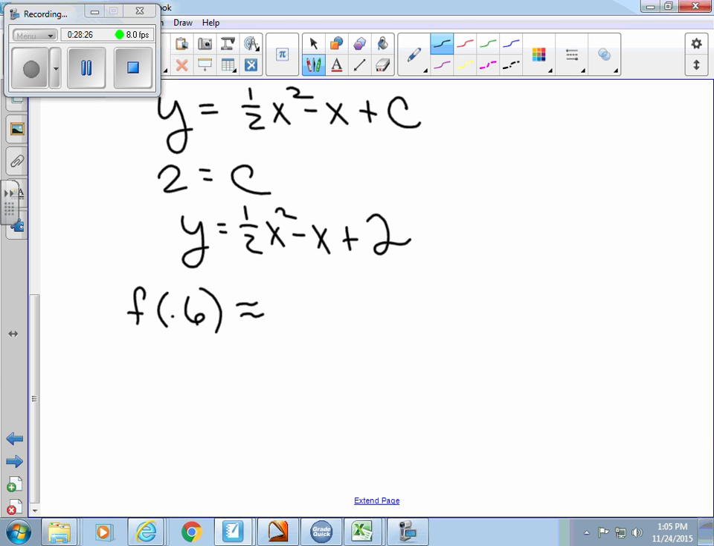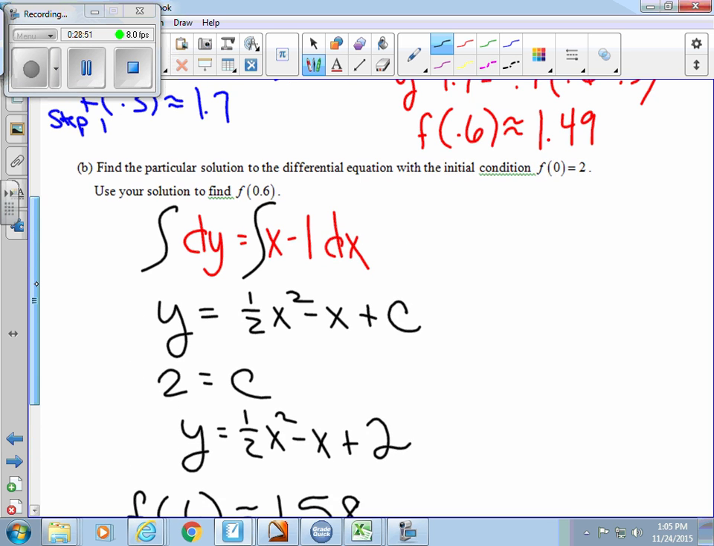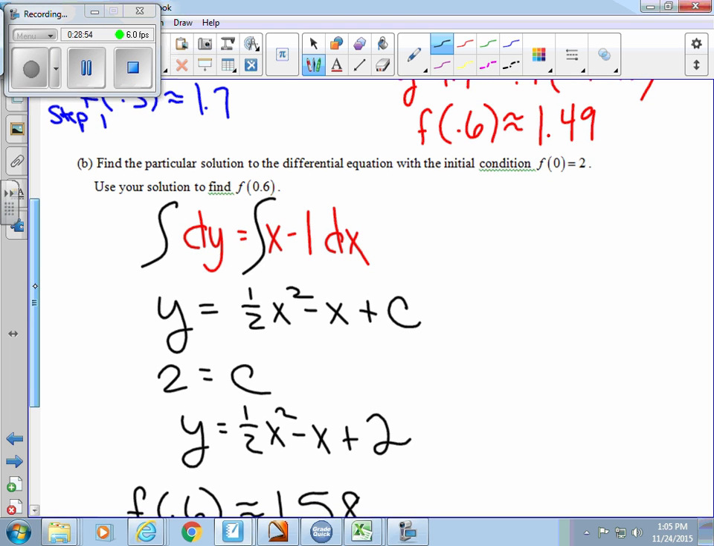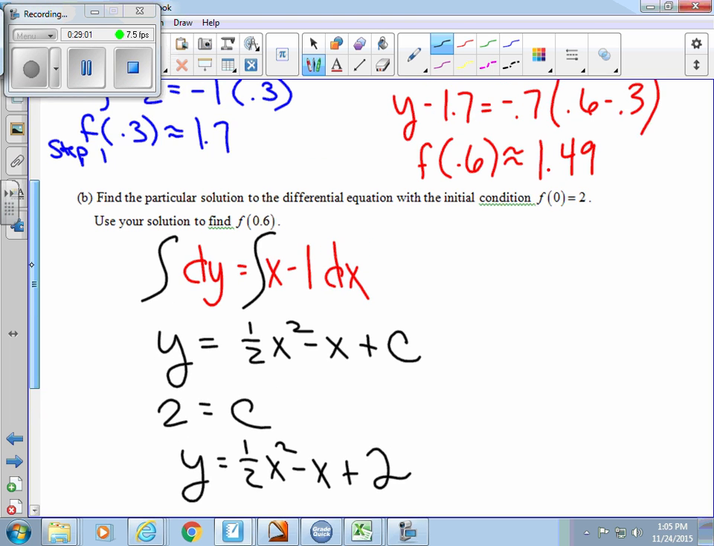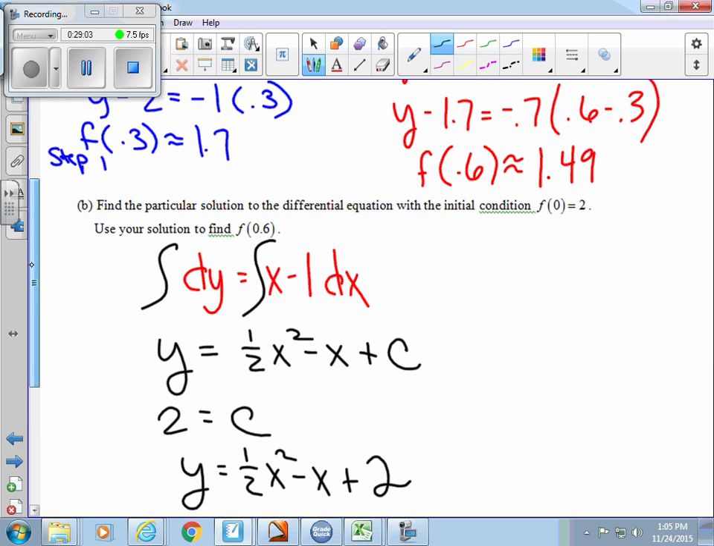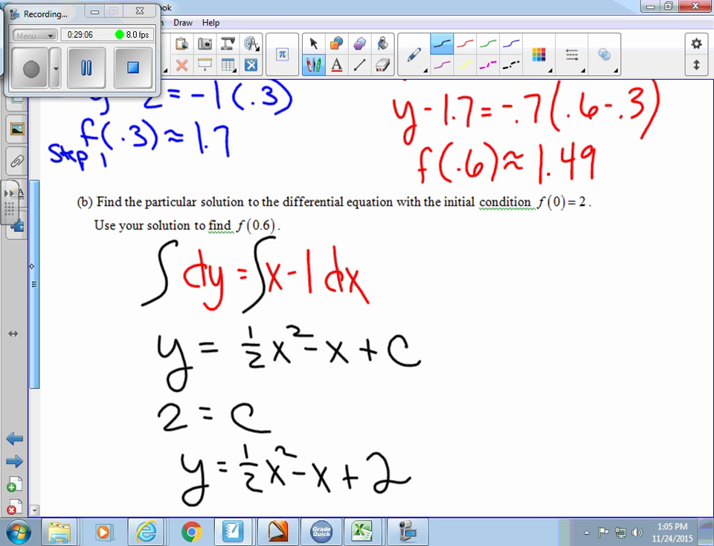Use a calculator. 1.12, half of that. Say that again. 1.58. Yeah, we'll try that. Not quite there, right? Is it pretty close though? Remember, how big of a step did we do? Pretty large step. We did a 3/10 of a step.